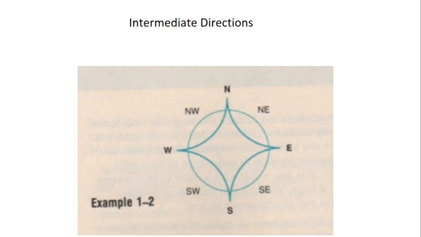The last thing we need to talk about is intermediate directions. Intermediate directions look at the points which are between north, east, south, and west. A good way to remember this is that it's Never Eat Soggy Waffles, but then when we combine the N and the E and we're looking between, we have northeast. When we're combining the east and the south, we have southeast. When we have the south and the west, we have the southwest. And when we're combining north and west, we obviously have northwest.